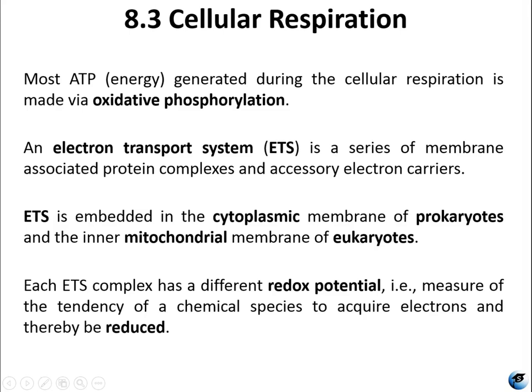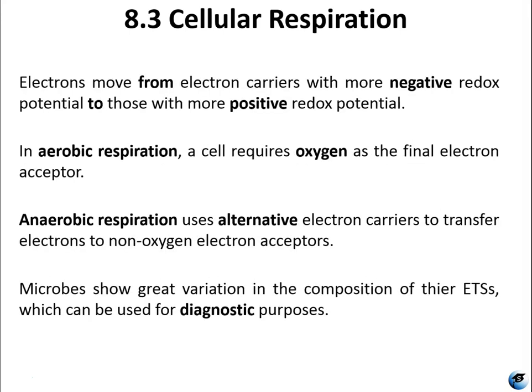Each electron transport complex has a different redox potential. Redox potential is the tendency of a chemical to either accept electrons and be reduced, or donate electrons and be oxidized. So redox is short for reduction oxidation. It's reduced if it accepts electrons. It is oxidized if it releases or donates electrons. Electrons will move from electron carriers that have a more negative redox potential to those that have a more positive redox potential. You know, I think I'm going to pull up a video that kind of helps me explain this. But in aerobic respiration, the final electron acceptor is oxygen.